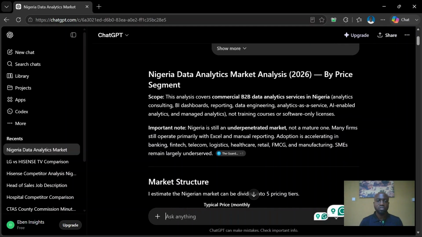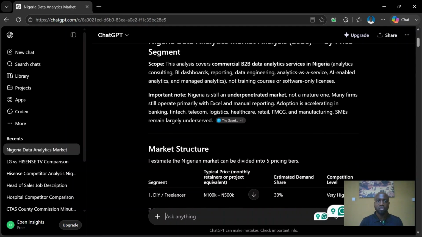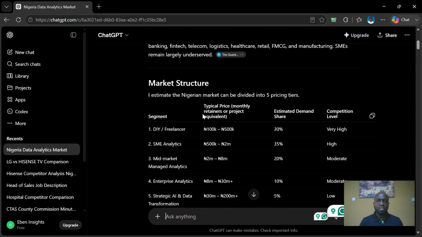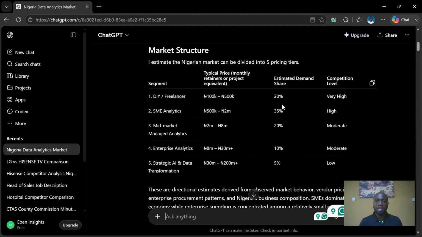Now let's look at the results. Nigerian Data Analytics Market Analysis, 2026 by price segment. So it gave us the scope and the important notes. Then it talks about the market structure, the different segments, their typical price, the estimated demand share, and competition level. So for DIY or freelancers, they charge the lowest and they have a market share of 30%, and the competition is very high. For SME analytics, they charge between 500k to 2 million naira. They have a market share of 35% and the competition is also very high. For mid-market managed analytics, they have a market share of 20%.